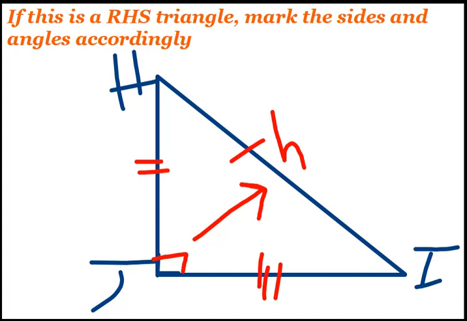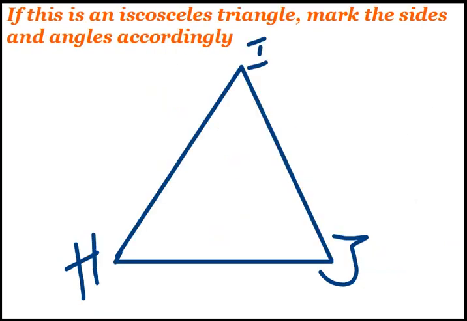So far we have marked our sides and one angle, which is our 90-degree. So let's mark our remaining two angles because a triangle has 3 angles. So angle H will be different from angle J, and angle I will be different from angle J and H. So this is how you would label or mark the sides and angles accordingly in a right-angled triangle that we don't have more information about. It's just a right-angled triangle. Let's move on to the next question.